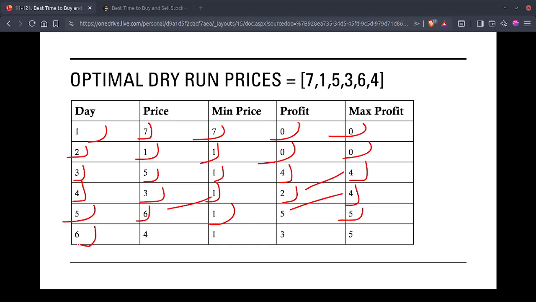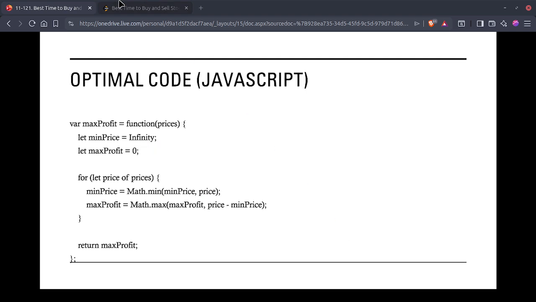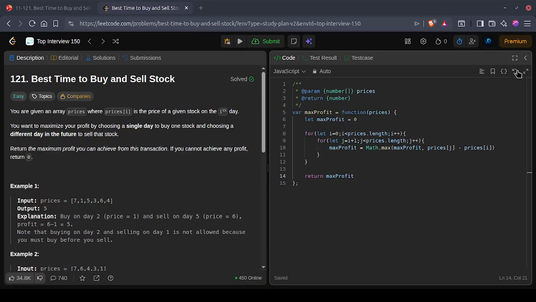On day 6, price is 4, minimum price is again 1, so profit is 3. And when we compare 5 versus 3, 5 wins. So we never break the rule: buy first, sell later. This is why this solution works. So let's move to LeetCode and write the code.